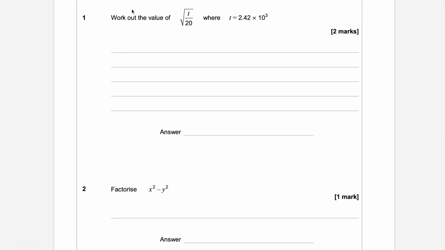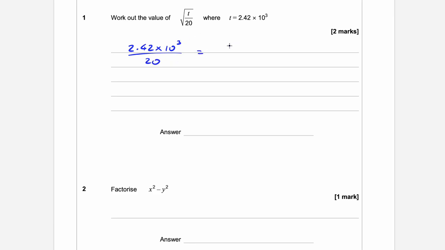Question 1, work out the value of root t over 20, where t is equal to this. Okay, without a calculator, guys. This is t, which is, hang on, before we do the root, guys. What is 2.42 times 10 to the power of 3 over 20?